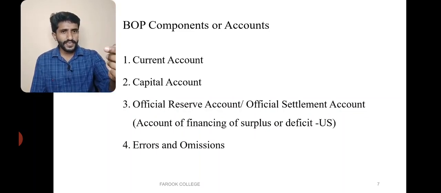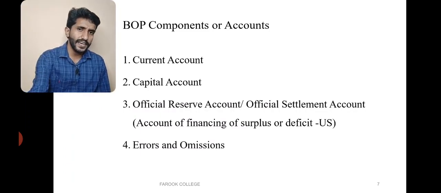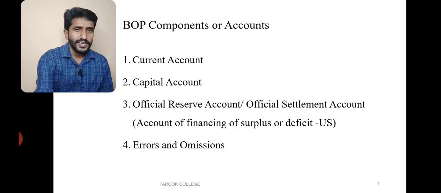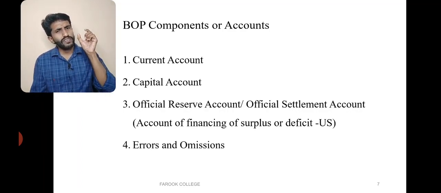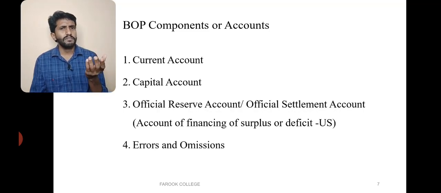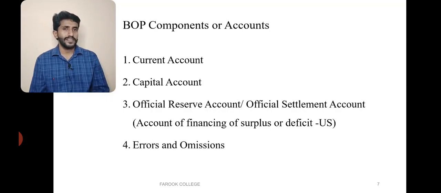Firstly, let us talk about the last one, errors and omissions, and then we can go into the detail of the other accounts. What are errors and omissions? Errors and omissions means just some mistakes. When we are calculating and adding all the data of balance of payment, there might be some possibility of mistakes and some omissions. Then this kind of data is included as errors and omissions.